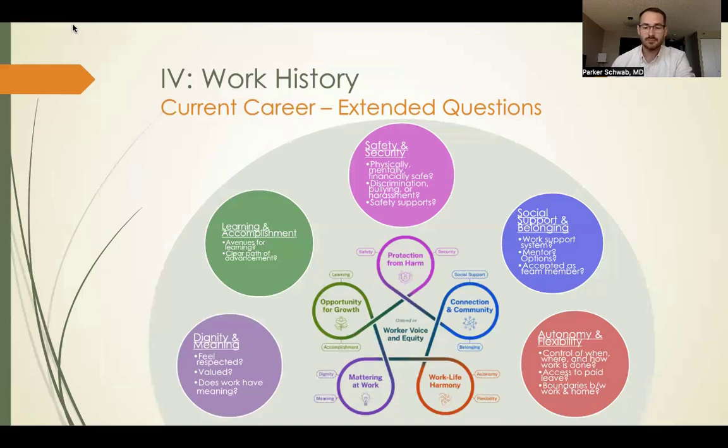And finally, but not least, work-life harmony. So thinking about autonomy and flexibility. Does a patient or client feel like they have control over when and where and how they do their work? Do they have access to paid leave if they need it? Are they able to establish firm boundaries between work and home? And if they are, have those ever been infringed upon? Does their boss often ask them to do work outside of normal hours? And if so, how do they navigate those conversations? You may be able to help them navigate those conversations as well.